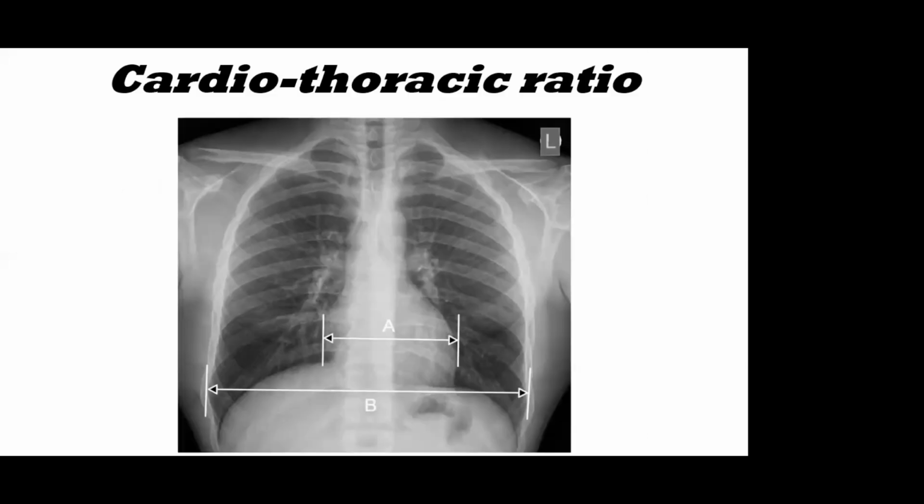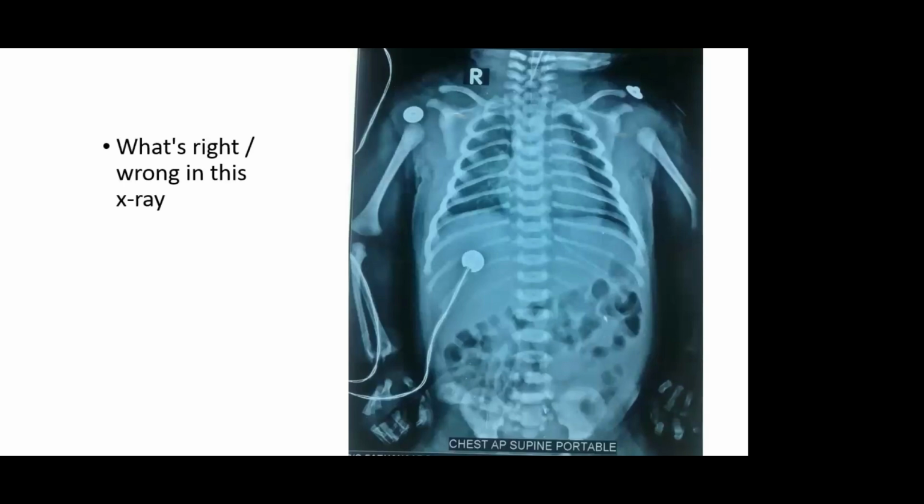How do we calculate the CT ratio? Here we take the right and left border of the heart, that's A, and the right and left border of the thorax, that's B. A divided by B will give you your CT ratio. It is very easy to calculate, and see to it that rotation, exposure, and other factors creating artifacts are taken care of. So what's right and what's wrong in this X-ray? Anyone can put it in the chat box.